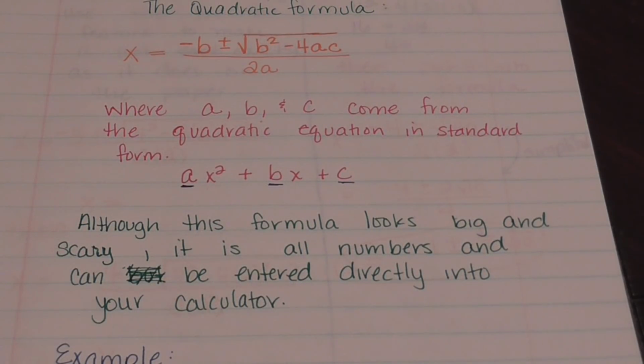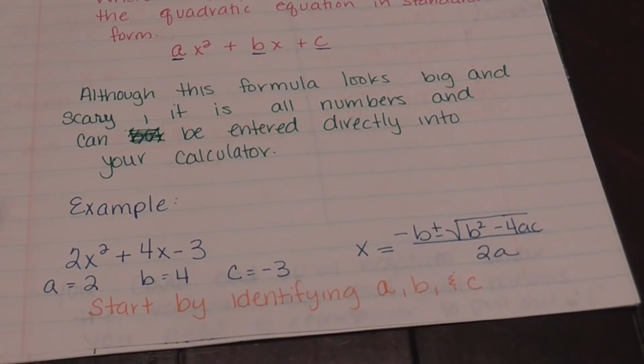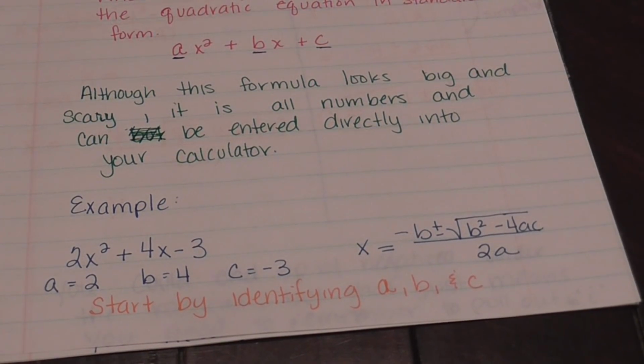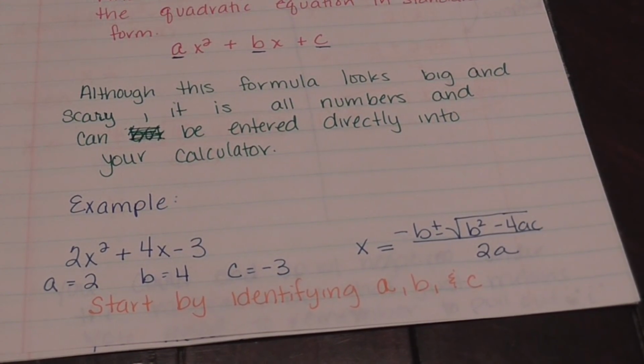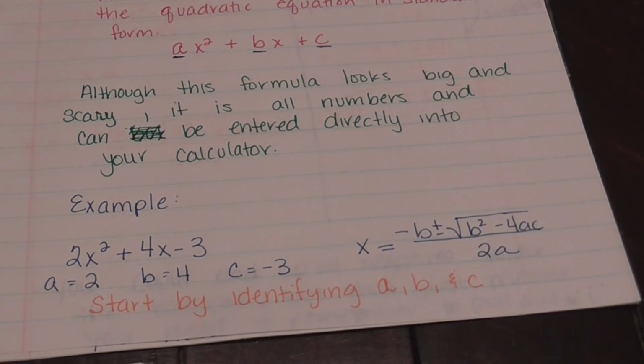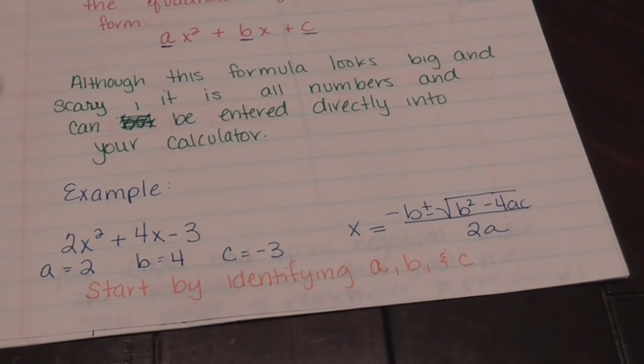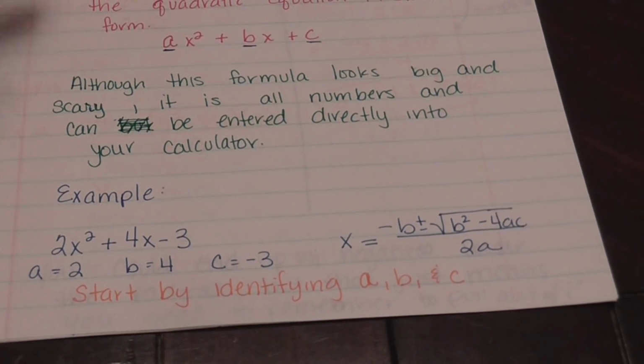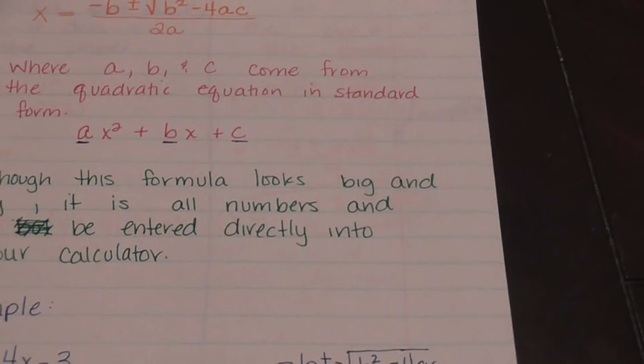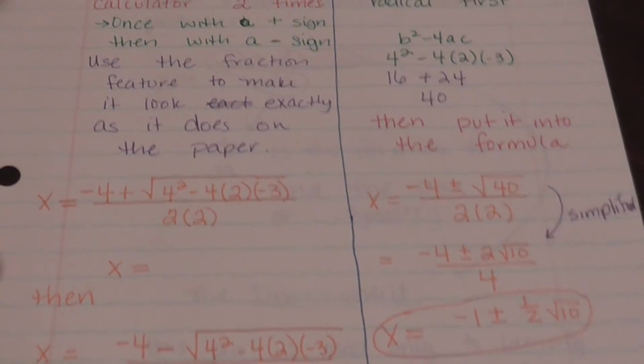And although this formula looks big and scary, it's all numbers and it can be entered directly into your calculator. So for example, we've got 2x squared plus 4x minus 3. So a equals 2, b equals 4, and c equals negative 3. First thing we need to do is identify a, b, and c. So once we've done that, a is 2, b is 4, and c is negative 3. And then we know that our formula is opposite of b plus or minus square root b squared minus 4ac all over 2a.